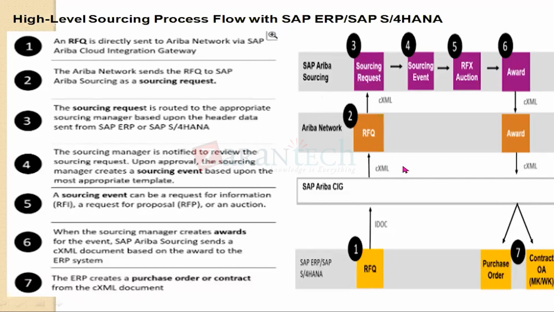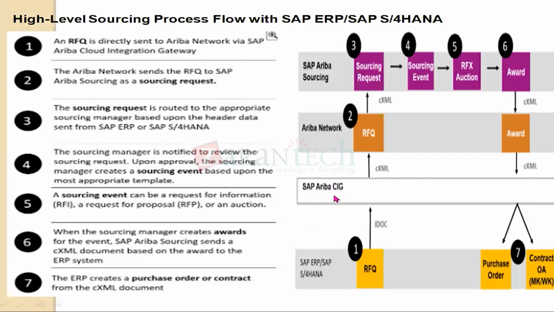So in this case, how will the process work? In the first step, we have to create the purchase requisition in the ERP system, whatever ERP system you have, SAP ECC or S4HANA. Once you create the purchase requisition in the ERP system, we have to convert it into an RFQ, and that RFQ will be transmitted to Ariba CIG. The RFQ will go to the CIG with the help of an IDOC.